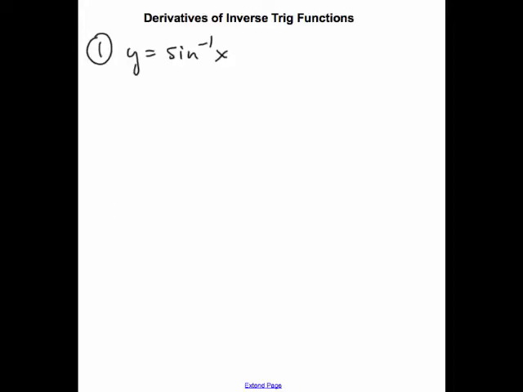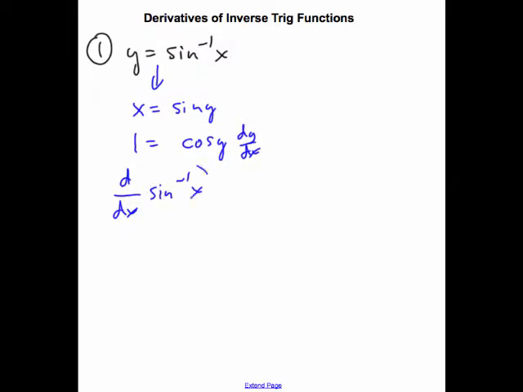So we could do this a couple of ways. I'm going to write this as x equals sine y, because these two statements are equivalent, and then I'm going to do the derivative implicitly, which would be 1. Derivative of sine would be cos, and if I isolate dy dx, I get the derivative of inverse sine x, derivative of y, to be 1 over cos, which I could say is secant y.